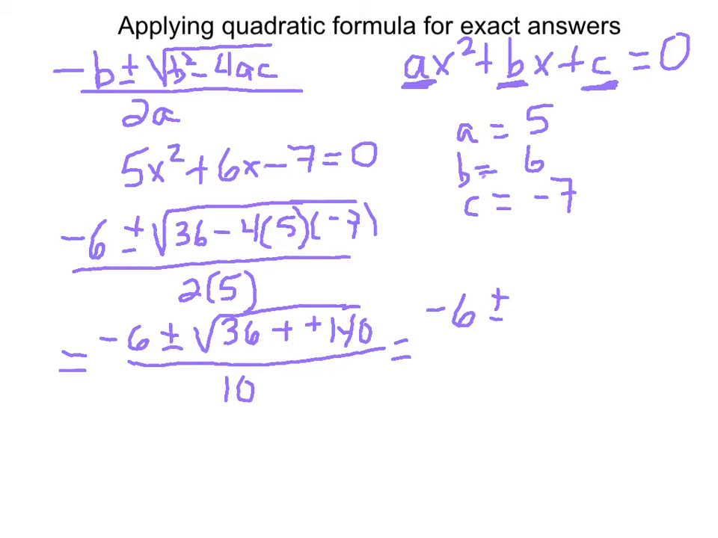Alright, negative 6 plus and minus. What is 36 plus 140? It's 176, all over 10. So, we're almost done.